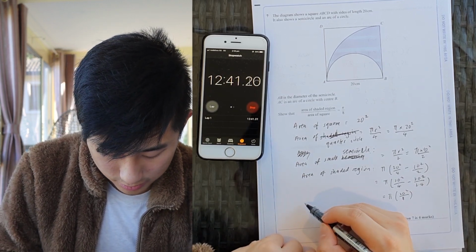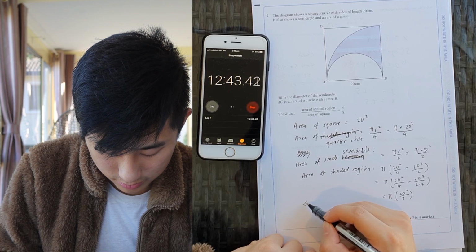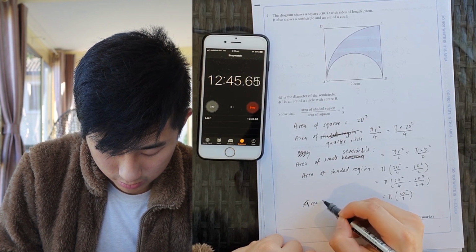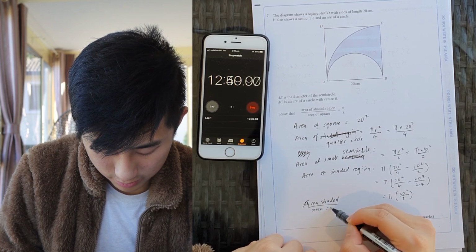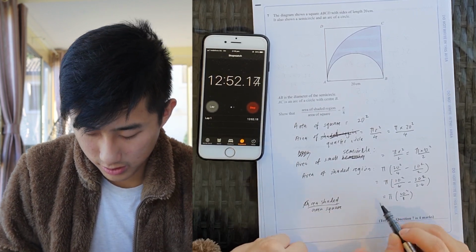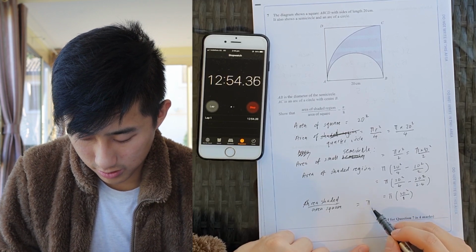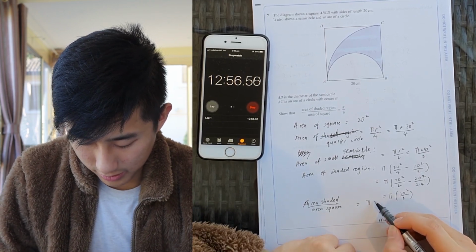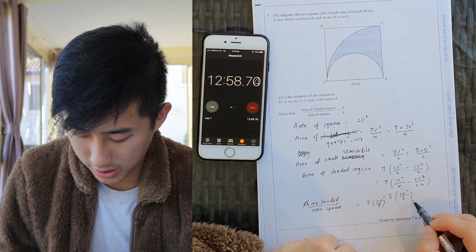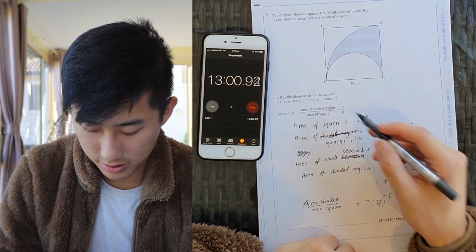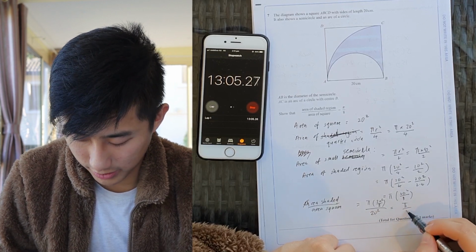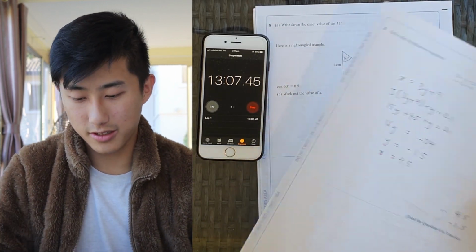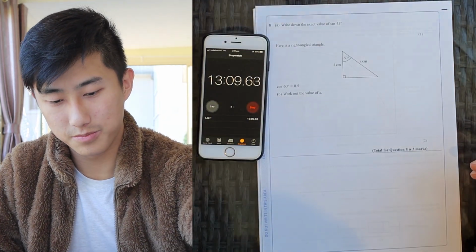So area of shaded on area of square is then just pi 20 squared on 8 over 20 squared. See, I deliberately manipulated that to try to get this over 20 squared, so that's just pi over 8. Yep, got that. Next question.